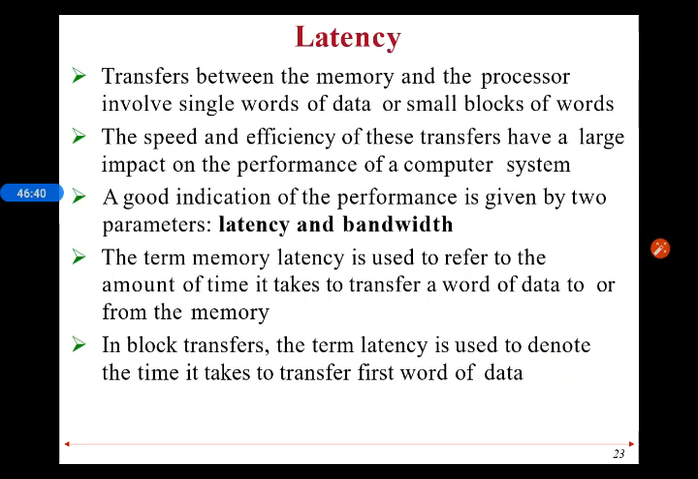Now we will see some parameters related to the memory: latency and bandwidth. The transfers between the memory and the processor involve single words of data or small blocks of data. We have seen that you can read or write a single word of data, or you can read or write a block of data using appropriate control signals. The speed and efficiency of these transfers have a large impact on the performance of the computer system. A good indication of the performance is given by two factors: latency and bandwidth.